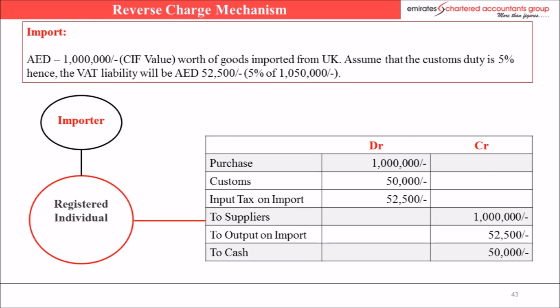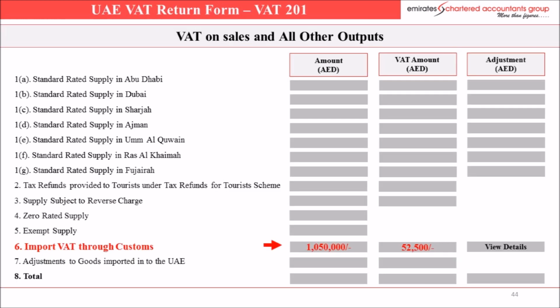See how the journal entry of the transaction looks. Now in the UAE VAT return form, you can see an auto-populated message. That means the value of the goods which you imported through UAE customs will be auto-populated under serial number 6. See the value 1,050,000 displayed there, and the total output liability for the imported items, that is 52,500, will also be displayed. You need not do any adjustment there, it is automatically populated. It is the figure which comes automatically for the value of the goods you imported.